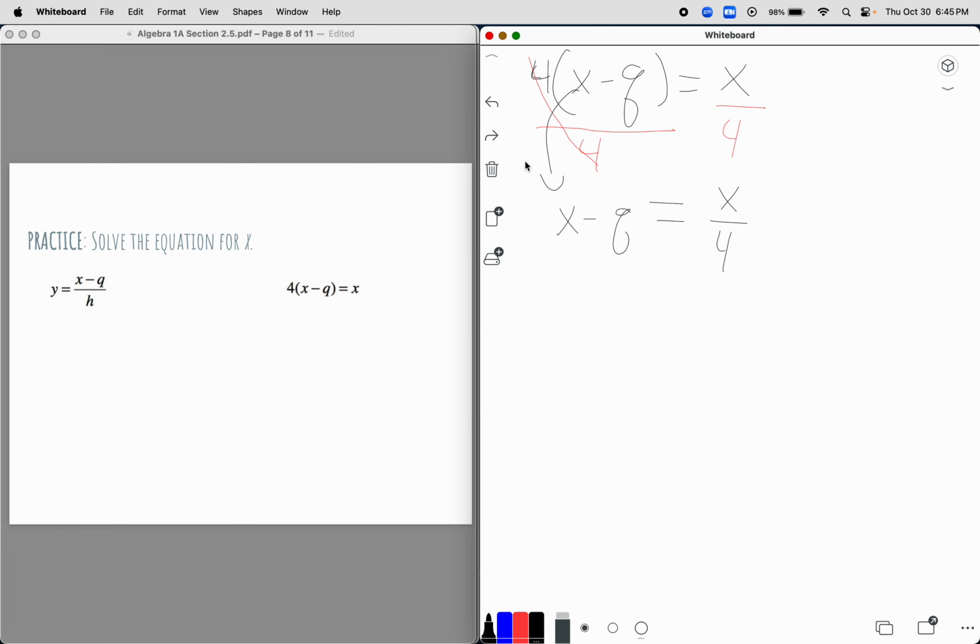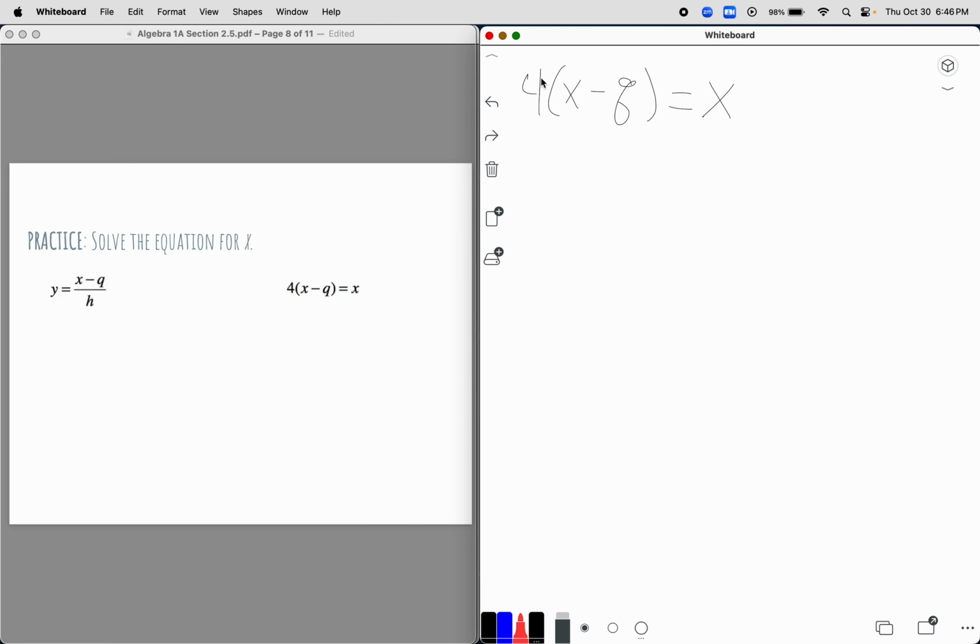You know, let's do this in an easier way. I didn't notice that there was x on both sides. All right, we will distribute. It actually would make our life easier. The other way would have made life a lot more fractiony, and I know we don't want to do fractiony just yet. So we're going to distribute the 4. 4 times x is 4x, minus 4 times q, which is 4q, and that's going to be equal to x.